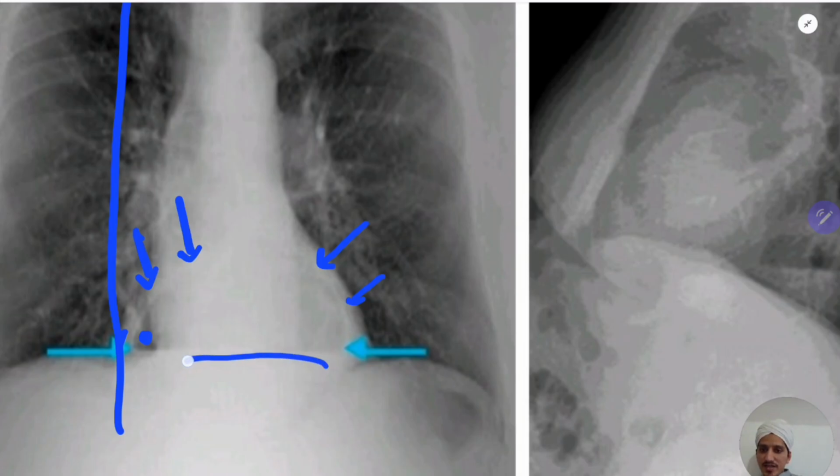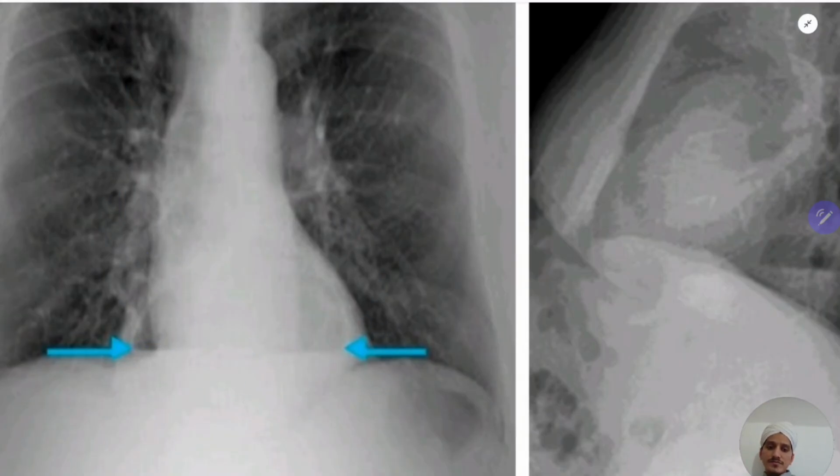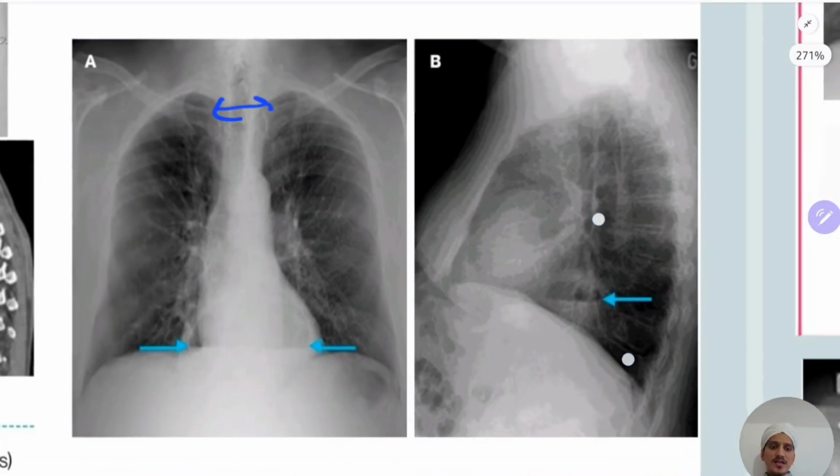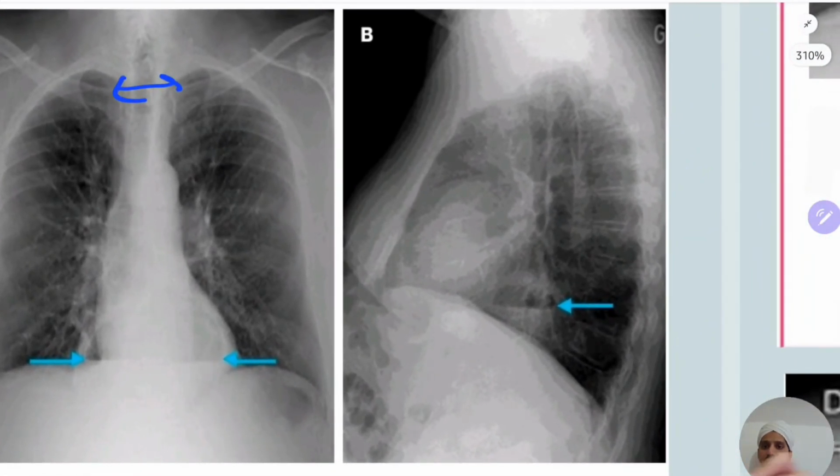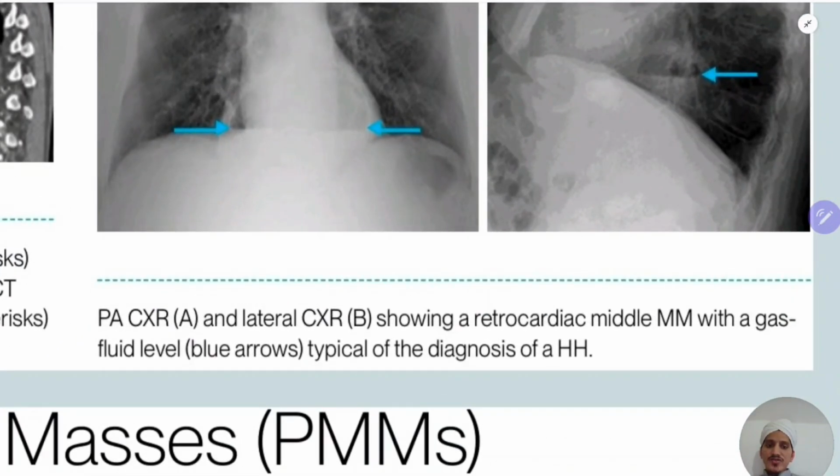And this point is very white, so I think this is fluid. So it is also a hiatus hernia only, and this is the gastric air bubble. Now when you see the lateral chest X-ray, this is a retrocardiac mass which has an air-fluid level. This is the air level and this is the fluid level. So you are seeing a mass with an air-fluid level. PA chest X-ray and lateral chest X-ray showing a retrocardiac middle mediastinal mass with a gas-fluid level, typical of the diagnosis of hiatus hernia.